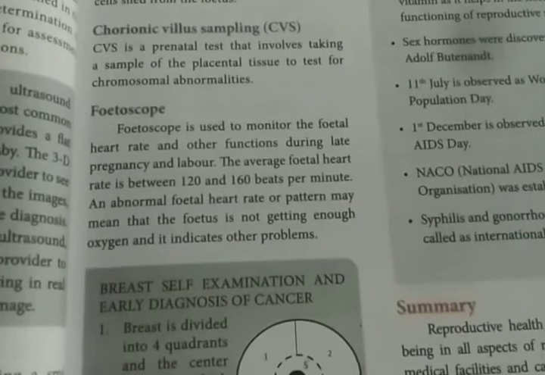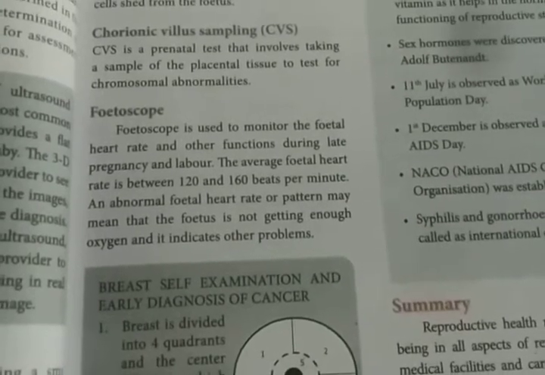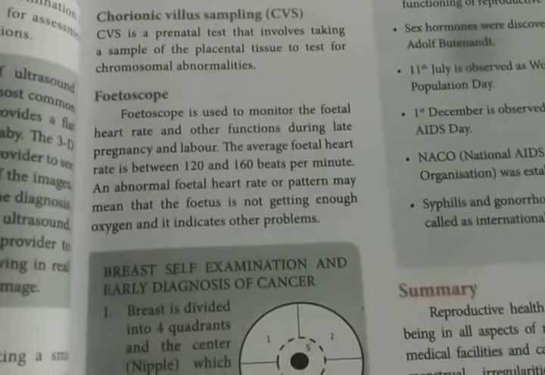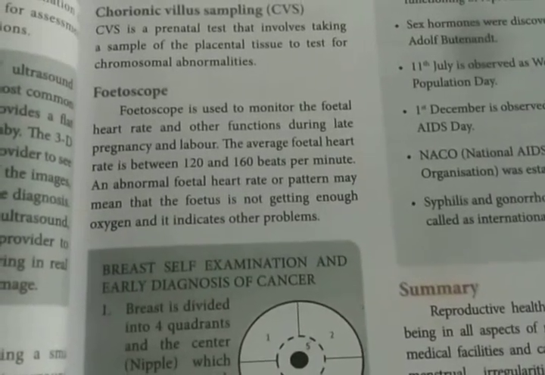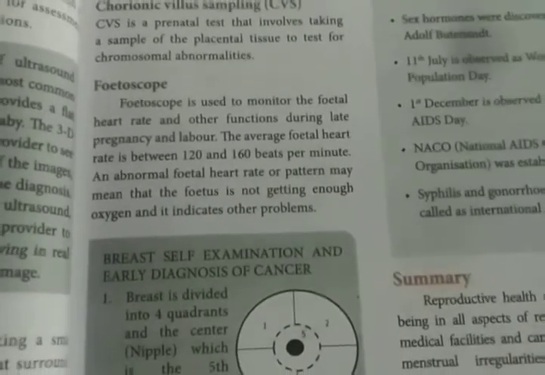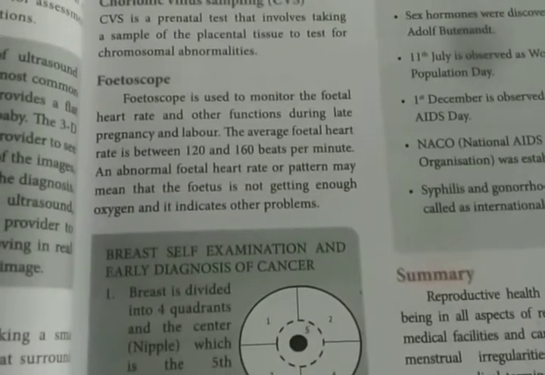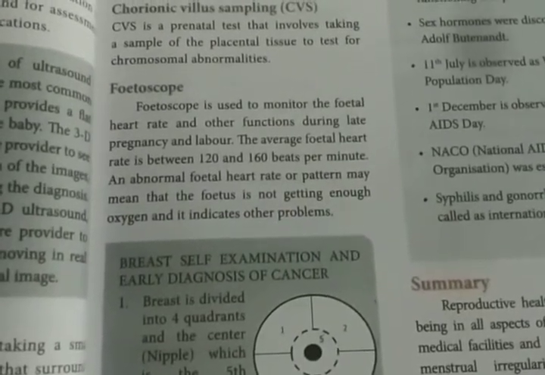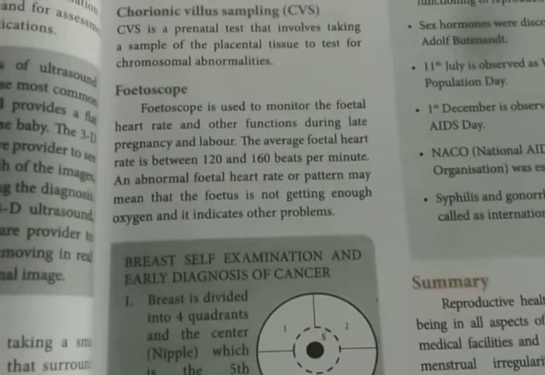The average fetal heart rate is between 120 and 160 beats per minute. An abnormal fetal heart rate or pattern, more or less than this, may mean that the fetus is not getting enough oxygen. That indicates the fetus cannot get the proper amount of oxygen, which then leads to other problems.